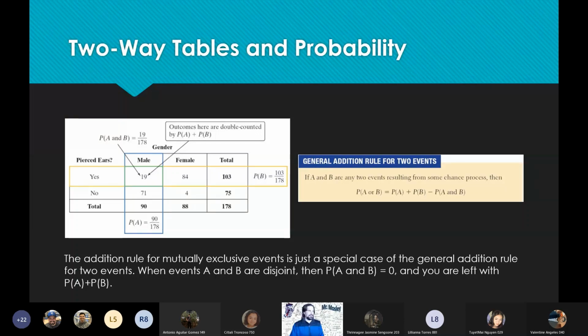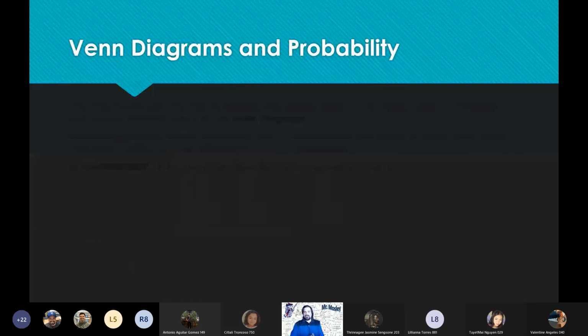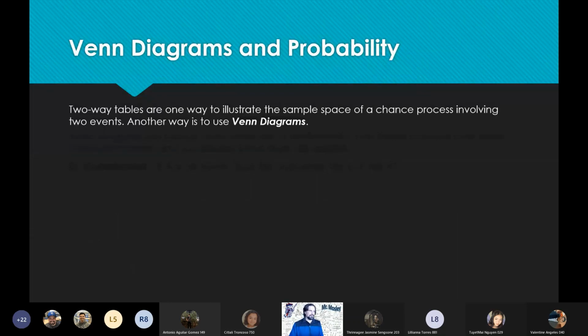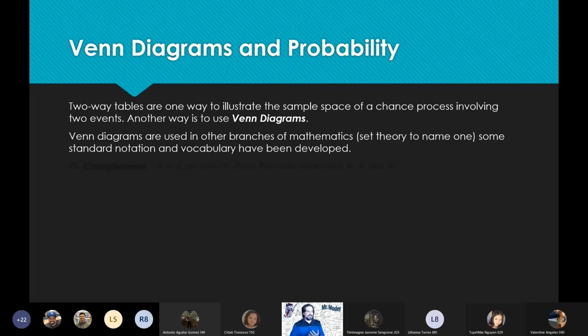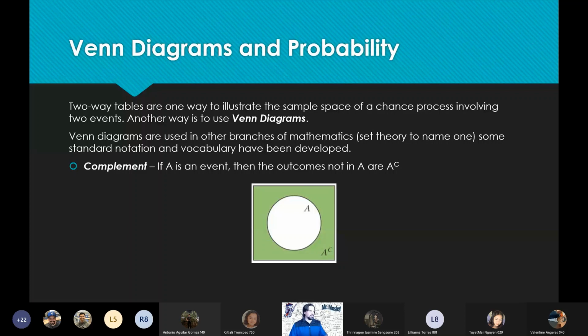All right. Let's go. There we go. So now, Venn diagrams. Two-way tables are one way to illustrate the sample space of a chance process involving two events. Another way is to use Venn diagrams. Venn diagrams are used in other branches of mathematics, set theory to name one. Some standard notation and vocabulary have been developed because of this. Set theory is a major thing within what's called pure mathematics, which is more theoretical math, which is what I had to study in college.